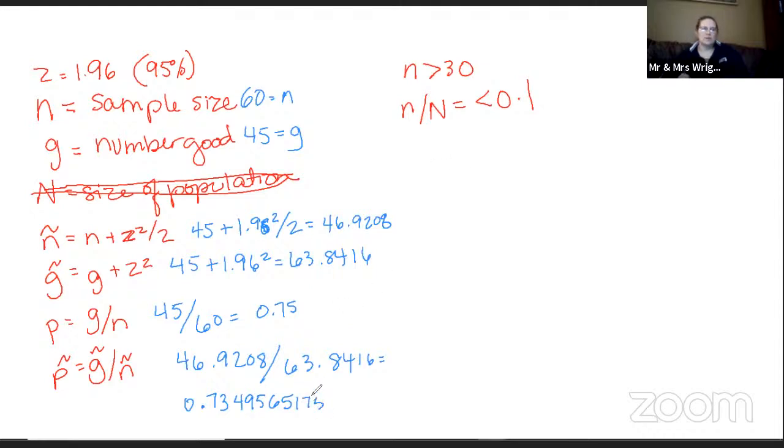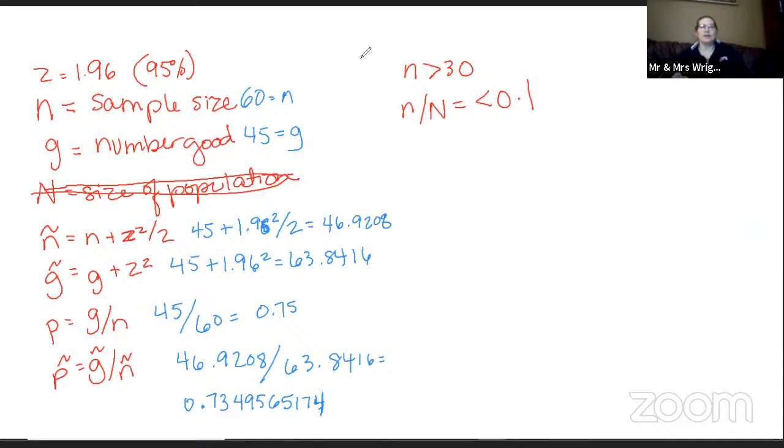65174. Now, I think that if you have the answer key, it goes one decimal place further than what my calculator does. My calculator only goes to 4 here. I think the answer key has 38 in it. All right, so we have our P, 0.75, and our adjusted P.